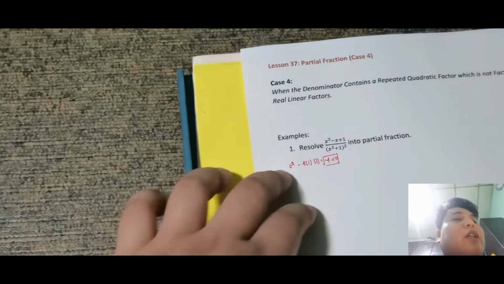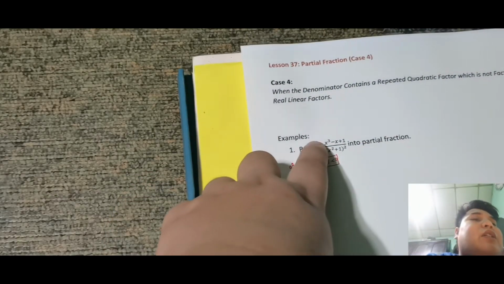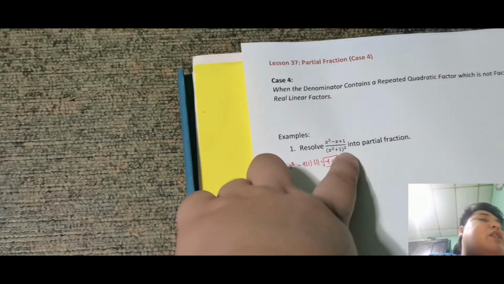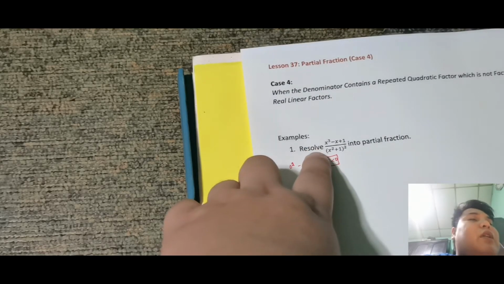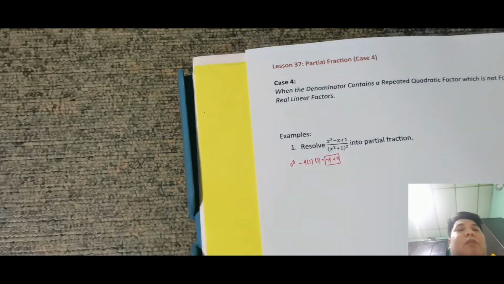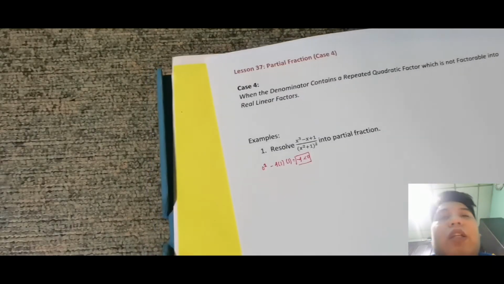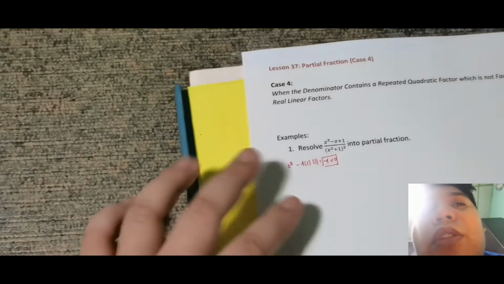So another thing, check natin kung mas mataas yung degree, x cubed plus x to the 4th kasi x squared raised to 2 is x to the 4th. Okay, so mas mataas yung degree ng denominator sa numerator. So therefore, applicable yung cases ng partial fraction natin. Okay, so proceed na tayo sa solution.